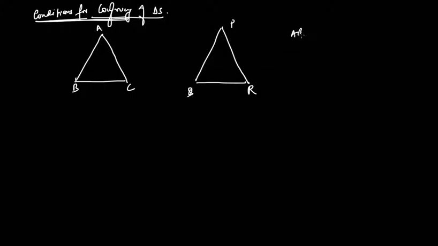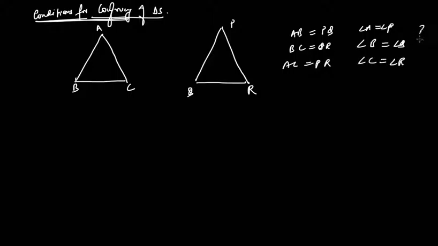That is, AB should be equal to PQ, BC should be equal to QR, AC should be equal to PR, angle A should be equal to angle P, angle B equal to angle Q, angle C equal to angle R. If this condition is satisfied, then I can say that triangle ABC is congruent to triangle PQR. This symbol stands for congruency. So triangle ABC is congruent to triangle PQR if these conditions are satisfied.